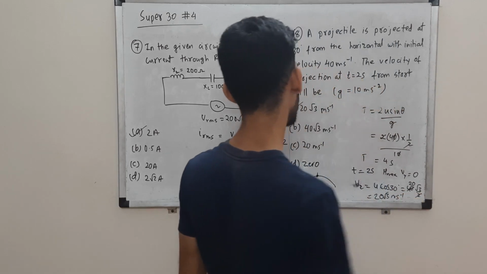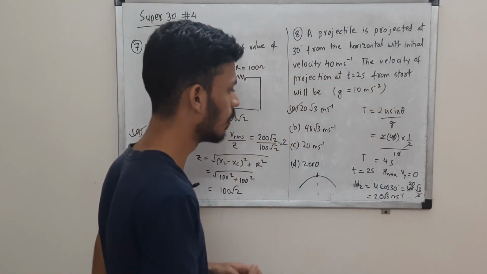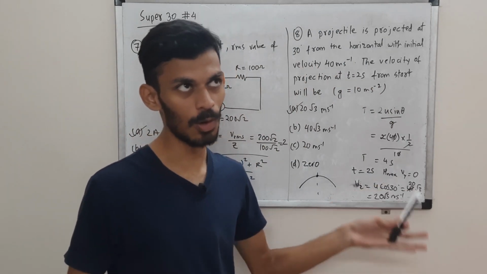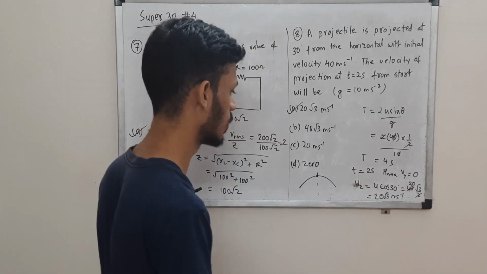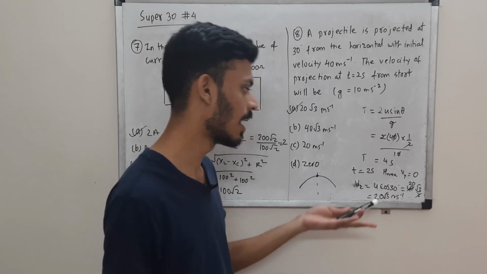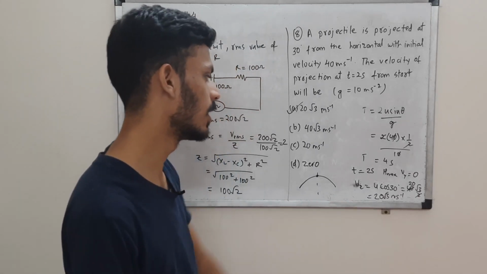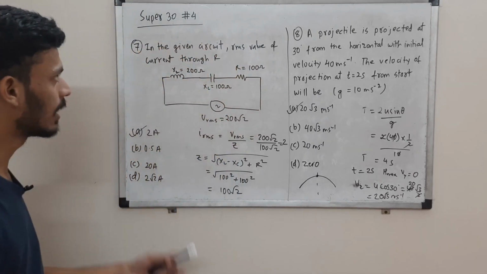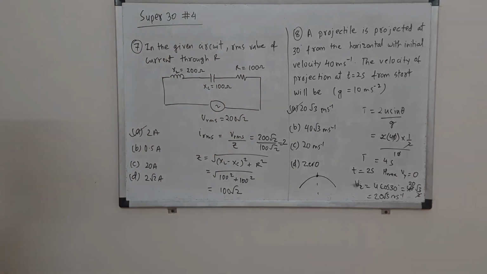You can also verify it by that approach which I told you. Your Vy will come out to be 0 after 2 seconds, if you use the equation of motion. So you'll be left with Vx, and that will give you Vx as 20 root 3. So that is our answer. Over to the next question.